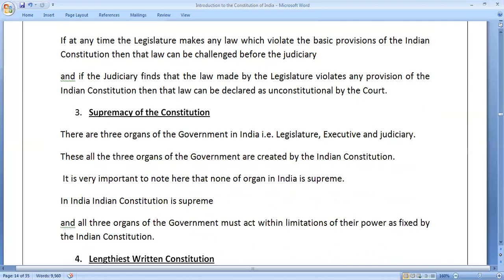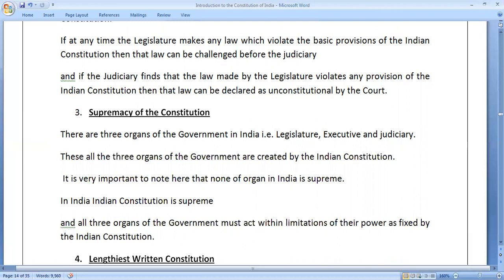The third feature of the Indian Constitution is that there is supremacy of the Constitution. What is the meaning of supremacy of the Constitution? There are three organs of the government of India. They are legislature, executive, and judiciary. And if one of them feels that they are very superior, then they are very wrong.